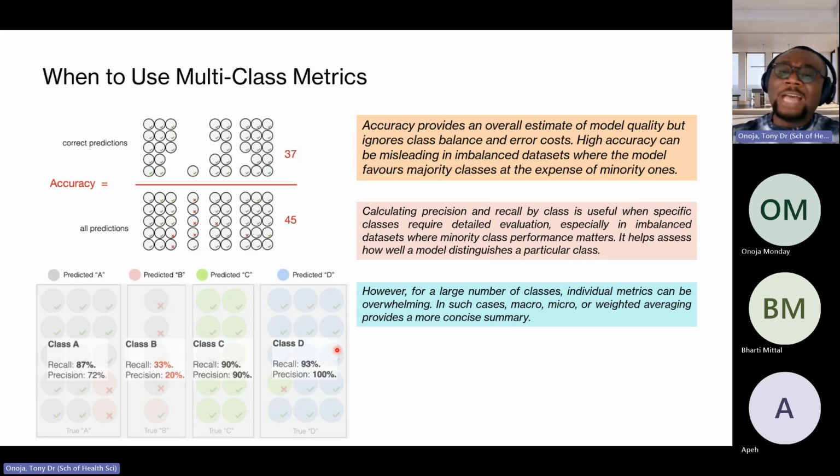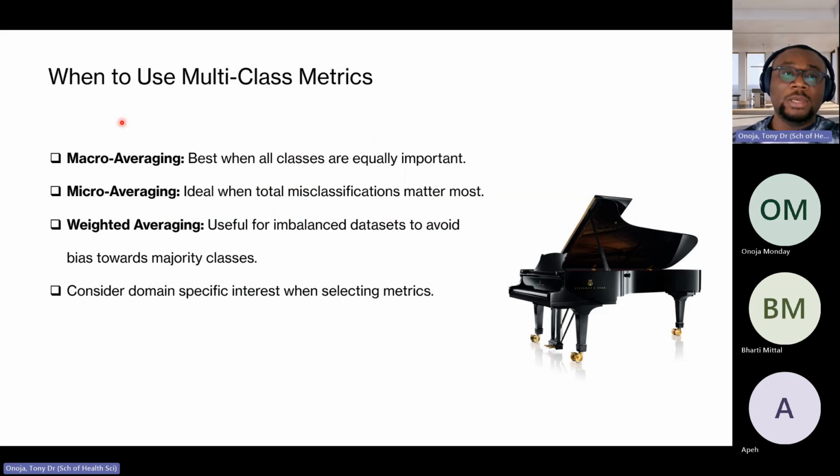But that shows that your model is not discriminating the ones that are not represented. So the macro averaging helps us to take care of these classes that are not represented much in the data. So we said when to use these multi-class metrics, the macro averaging. It's best to use it when all the classes are equally important. Like I said, when all of them are important, you cannot focus on one and leave the other.